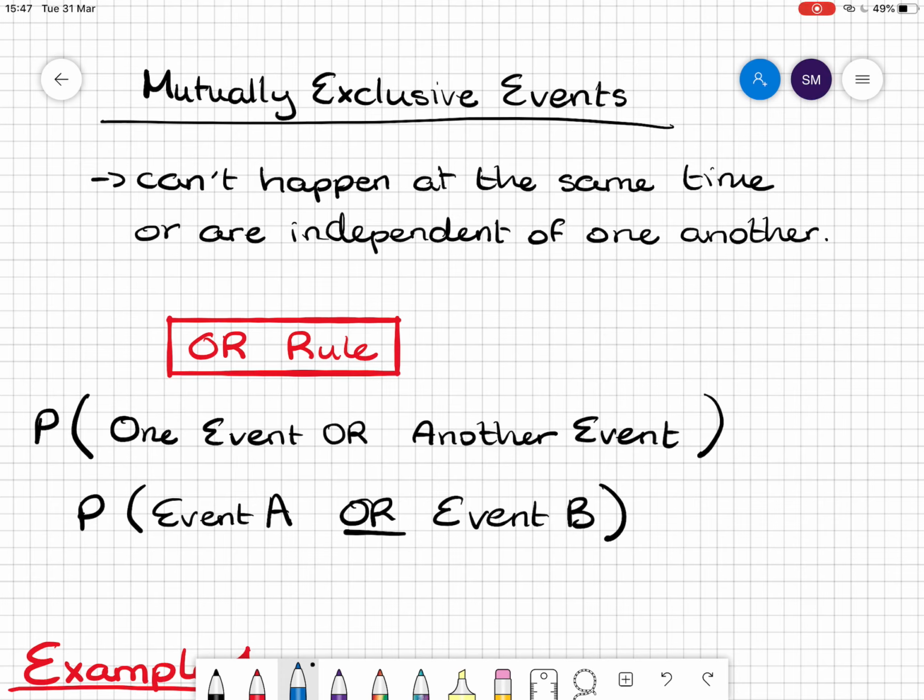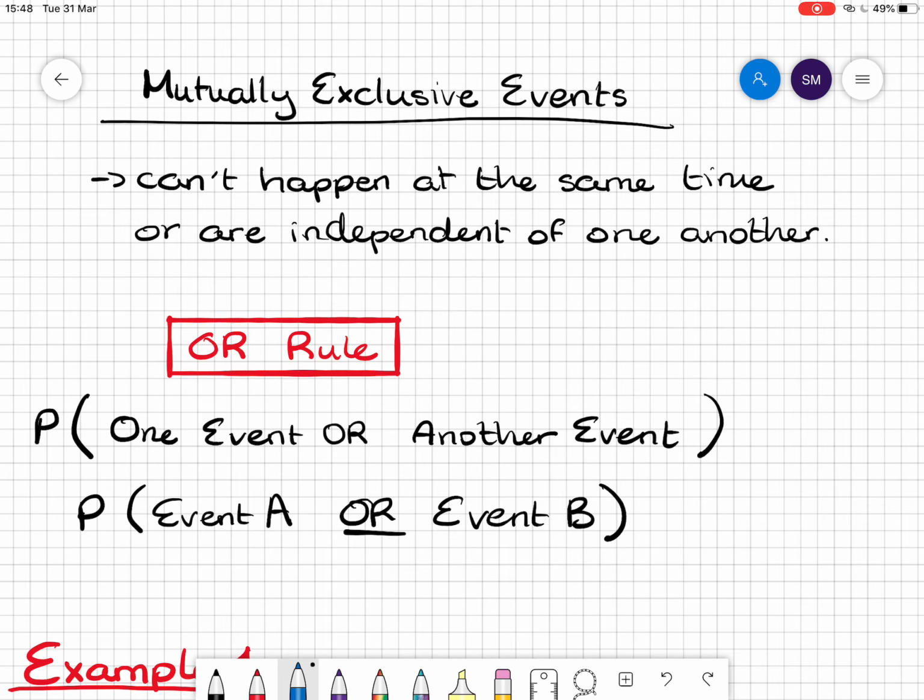Mutually exclusive events are events that can't happen at the same time or do not have an influence on one another, such as tossing a coin and rolling a dice. So what I mean by that is if I was to toss the coin and get a head when I land on a coin, whatever I roll on the dice is not influenced at all by whatever result I've gotten for the coin.